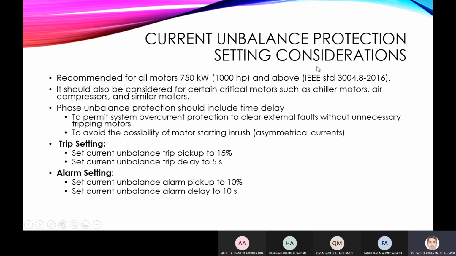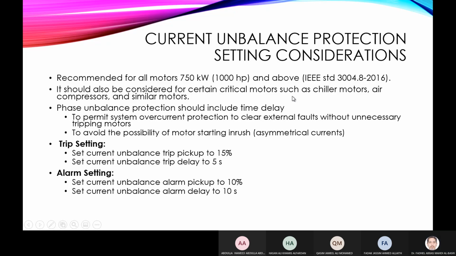So what do we have to consider when we set this element is to use it as per IEEE recommendation. We use this normally for 750 kilowatt or 1000 and above motors. It should be considered for certain critical motors, even if it's less than 1000, but this motor is critical, like chillers of central ACs. Even if it is less than 1000 HP, we still use this type of protection, the current unbalance protection.